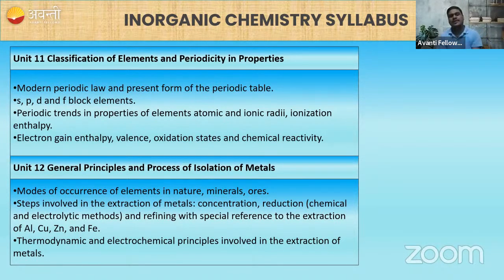Similarly, the general principle and process of isolation of metals, because this chapter is deleted from the 12th part, right? From the CBSE 12th curriculum, this chapter is deleted, right? That is the general principle and process of isolation of metals. But from the NEET and IIT point of view, we're going to cover this chapter, right? The mode of occurrence of elements in nature, minerals, ore, steps involved in the extraction of the metal, concentration, reduction, chemical, electrolytic method, and all, right?